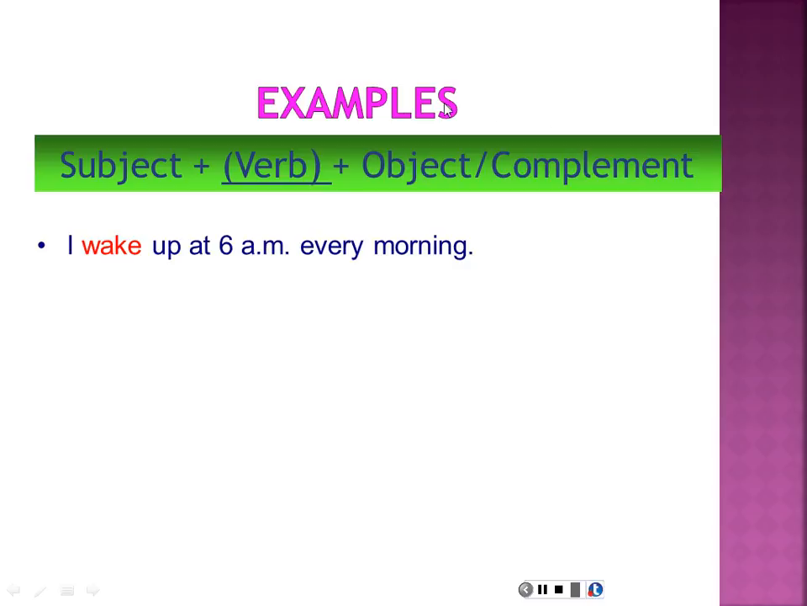I wake up at 6 a.m. every morning. So if we go to the structure, let's compare the structure of this sentence with this structure that we have here on the top in green. So I wake up at 6 a.m. every morning. So I, the subject أنا الفاعل. I wake is a verb. Do we have an object? هل يوجد مفعول به؟ No, we don't have an object in this sentence, so we have a complement. تكملة الجملة I wake up at 6 a.m. every morning.